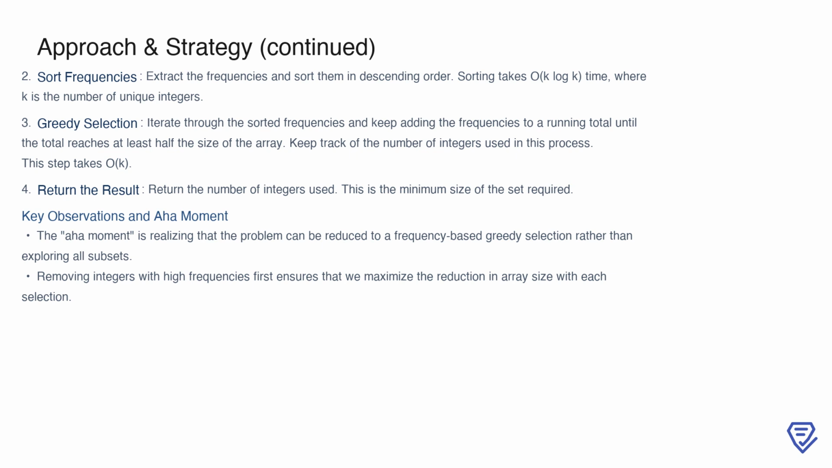Once the frequencies are sorted, we use a greedy selection process. We iterate through the sorted list, adding up the frequencies until the cumulative total reaches at least half the size of the array. During this process, we also count how many integers were required to reach this total.